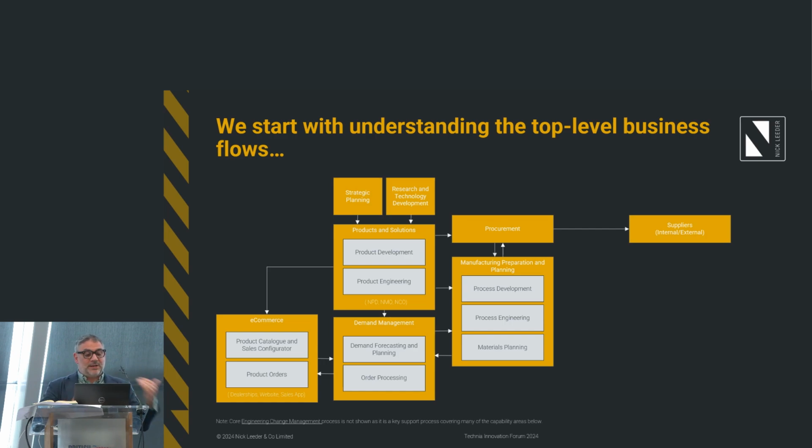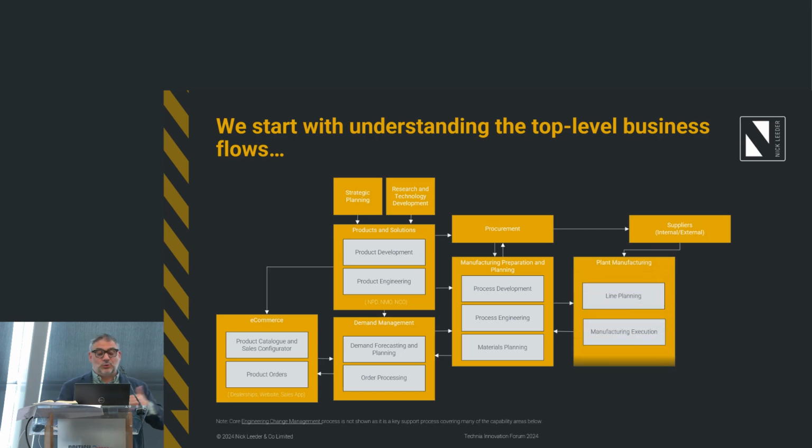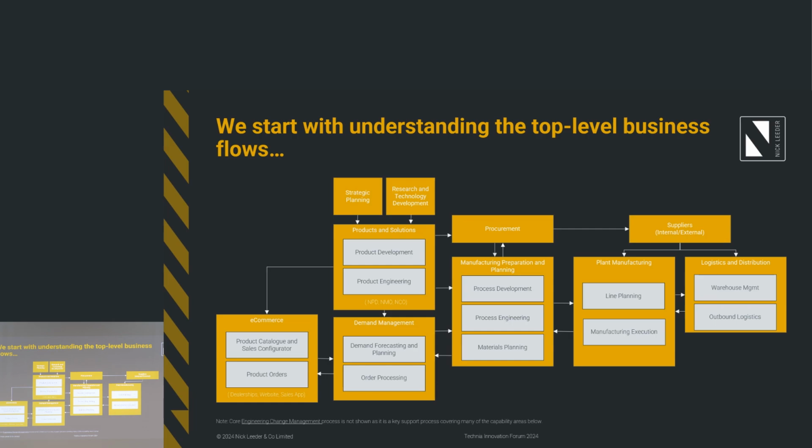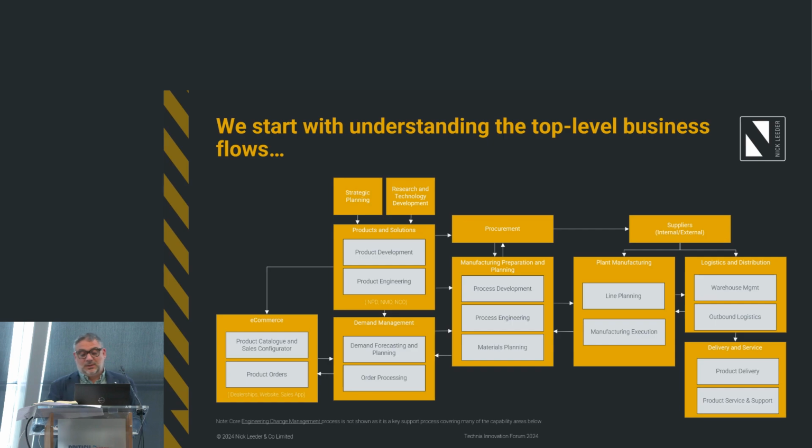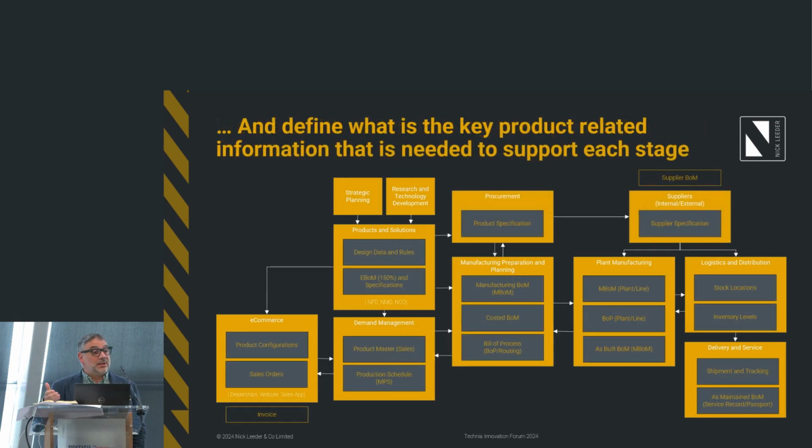Then we move into the actual manufacturing preparation and planning. So you start passing information down, that product, the actual process development work, all the way through to actual materials planning on the line. And then you're on the line level planning itself. So you're going all the way down through your enterprise in this planning process. You start thinking about the logistics, the warehouses, the stock locations, stock levels. And then starting to say, well, how do we get this to the end customer? And how do we support the end customer?